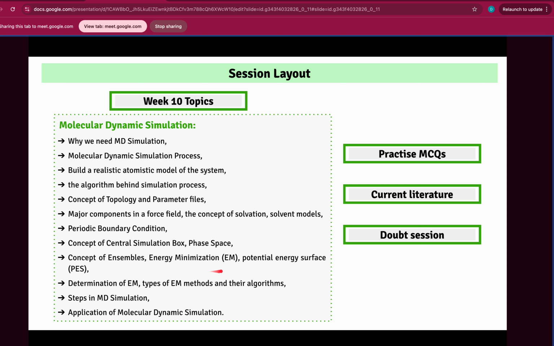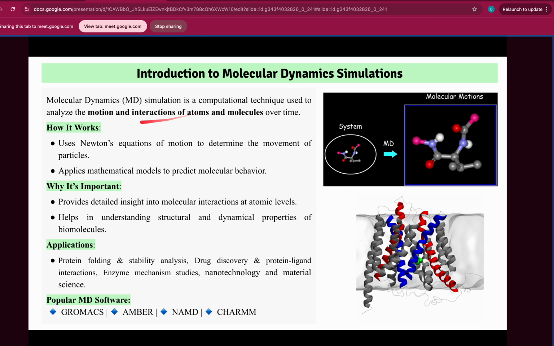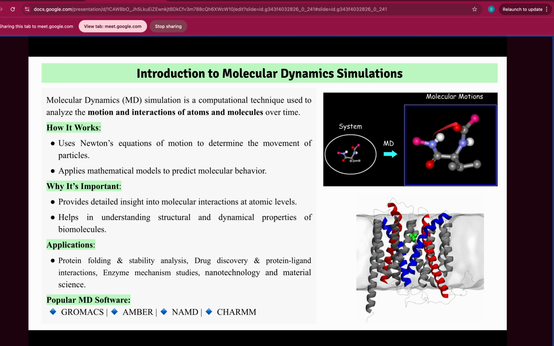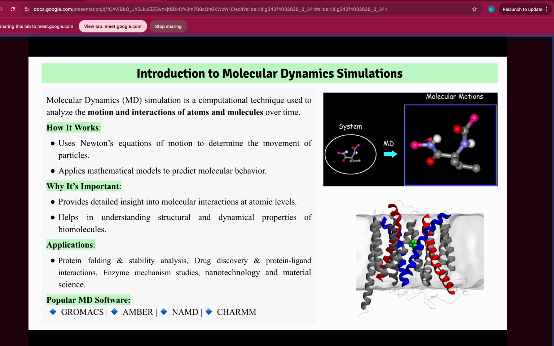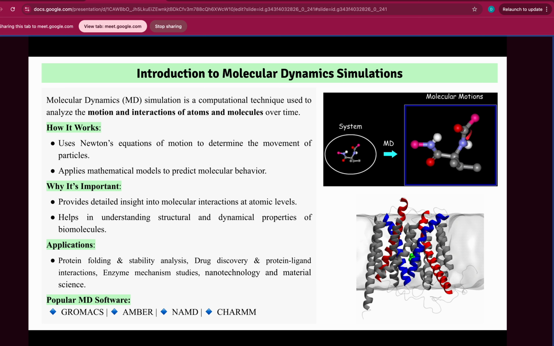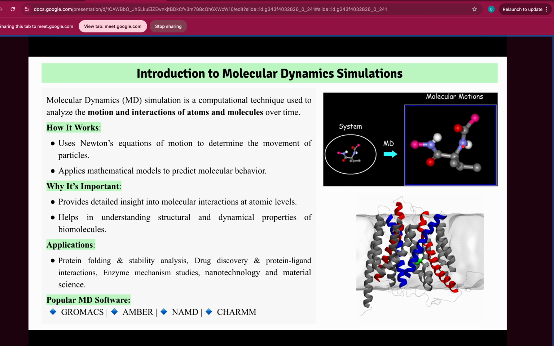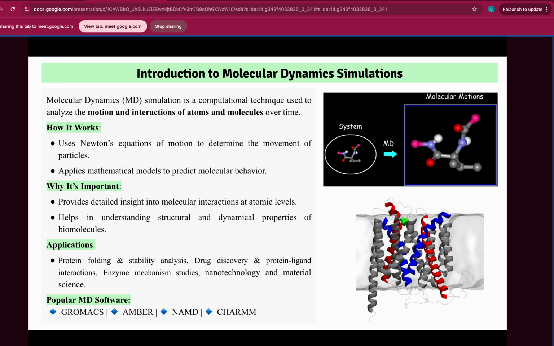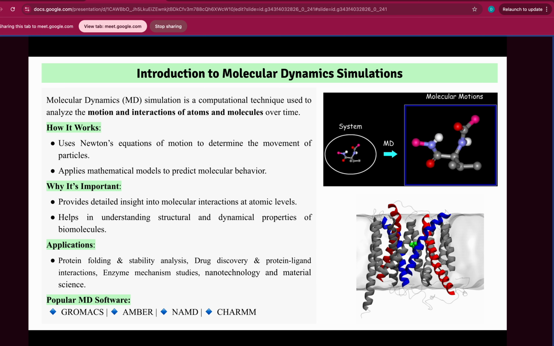First of all, we'll look into what molecular dynamic simulations are. Molecular dynamic simulation is a computational technique which we generally use to analyze the motions and interactions of atoms and molecules. For example, in this figure you can see that these circles are different atoms connected by bonds, and they are interacting and moving in the system. This dynamic study, which we carry out using computational methods, is known as molecular dynamic simulation.